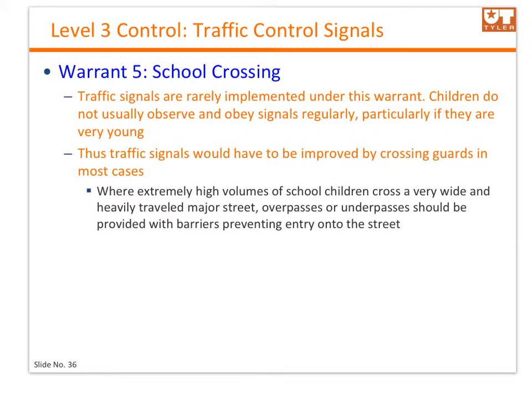In a more extreme case, where we have higher volumes of school children crossing a very wide and heavily traveled major street, we go to the other level of separating pedestrians from cars. That can be done by having overpasses or underpasses, which have to be provided with barriers in order to prevent entry onto the street.